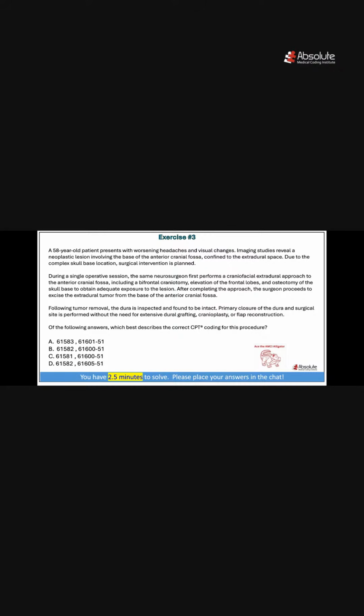After completing the approach, the surgeon proceeds to excise the extradural tumor from the base of the anterior cranial fossa. Following the tumor removal, the dura is inspected and found to be intact. Primary closure of the dura and the surgical site is performed without need for extensive dural grafting, cranioplasty, or flap reconstruction. Of the following answers, which best describe the correct CPT coding for this procedure? All right, coders, quickly, you have 2.5 minutes to answer this one.